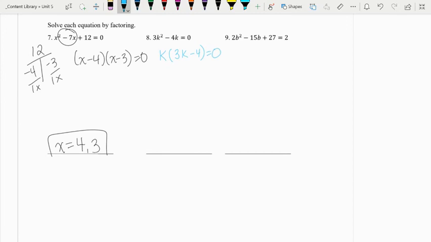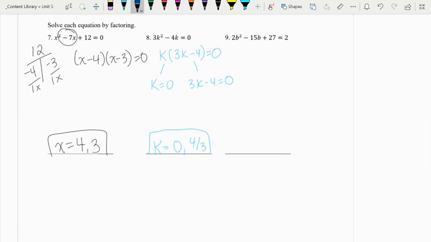At this time, there's nothing to do factoring wise, so we just set each equal to 0. So we have k equals 0, and we have 3k minus 4 equals 0. That means my 2 answers for k would be 0 and a positive 4/3. You can rewrite positive 4/3 as 1 1/3 or 1.3 repeating. I would prefer it just as an improper fraction. Don't make it more difficult.